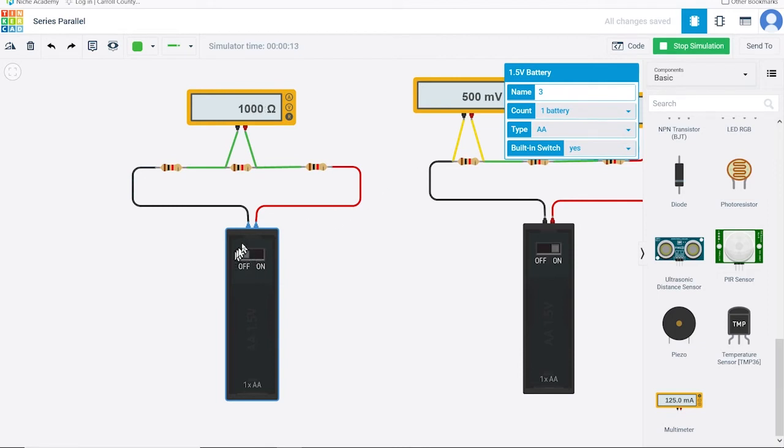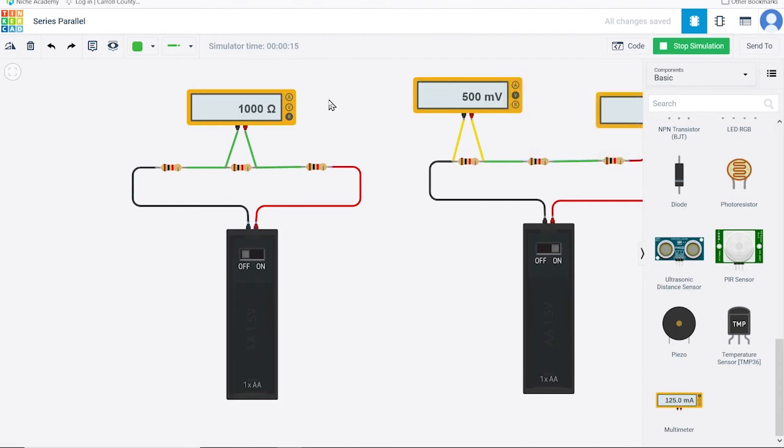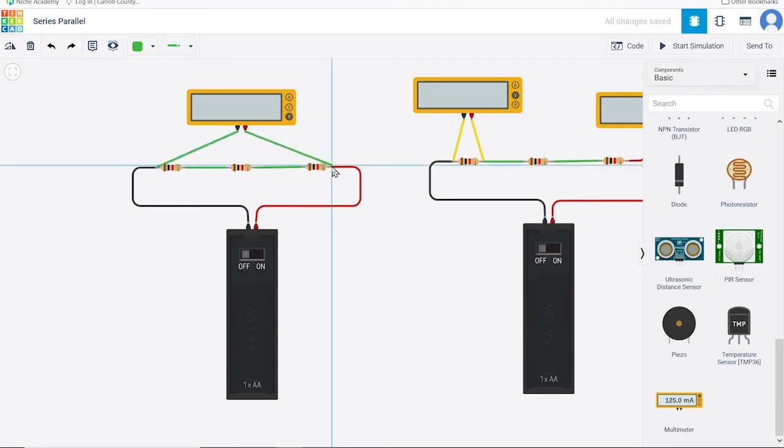Rearranging and applying Ohm's law, with a voltage of 1.5 and a total resistance of 3,000 ohms, we get a current of 0.0005 amps, or 500 microamps, and the multimeter connected to measure current confirms this.